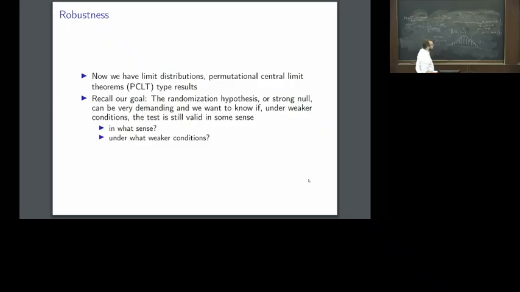Okay, so robustness. Now that we have these PCLTs, we can talk about asymptotic robustness. That was kind of the goal. The randomization hypothesis is what we call a strong null, for a good name. It's very strong. It might be too strong to hold. Can we get some sort of asymptotic validity under the weak null?